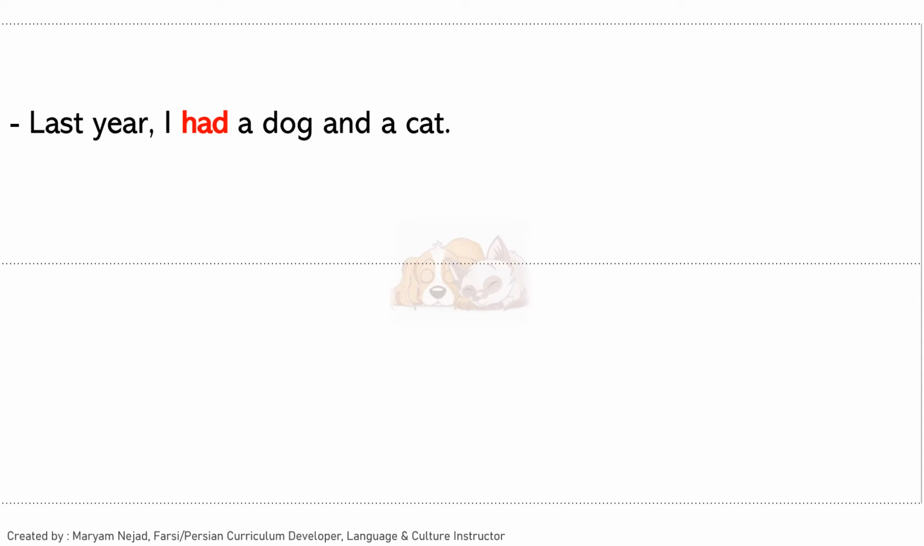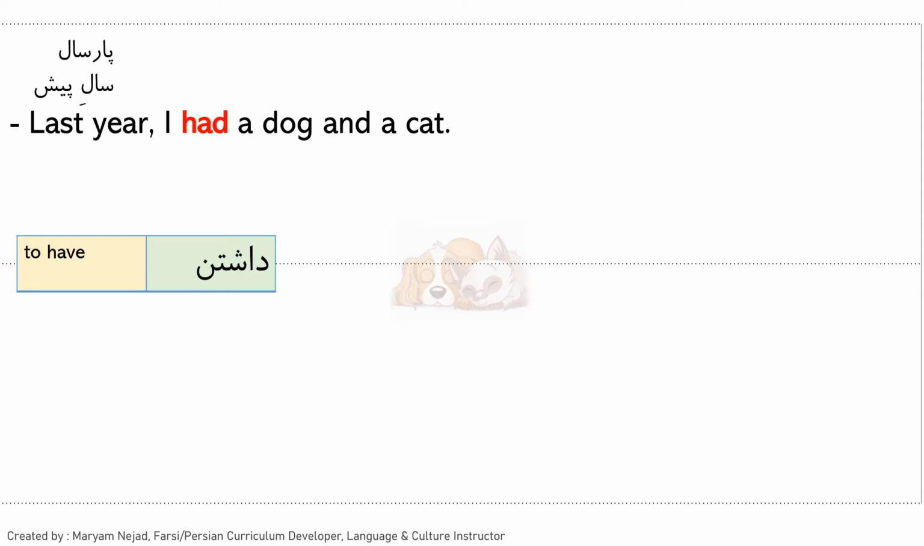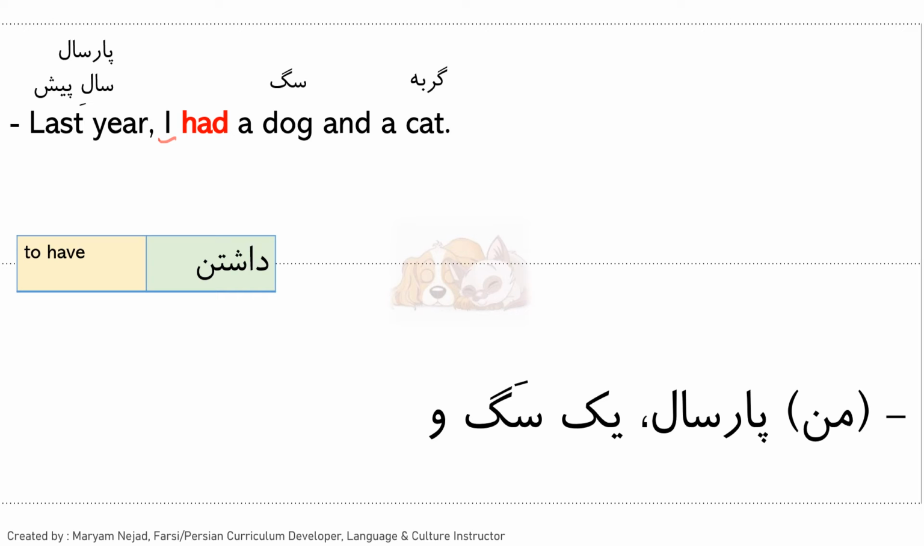Next sentence, we want to say last year I had a dog and a cat. All right, so the verb here is to have, which in Farsi is داشتن. And here are the other vocab. Last year is either parsal or سال پیش. It doesn't matter, you can use either one. And then dog is sag and cat is گربه. So here we are going to start with the subject. Even though the subject is optional, we don't need to start with that. But we're going to start with the subject. من پارسال یک سگ و یک گربه داشتم.